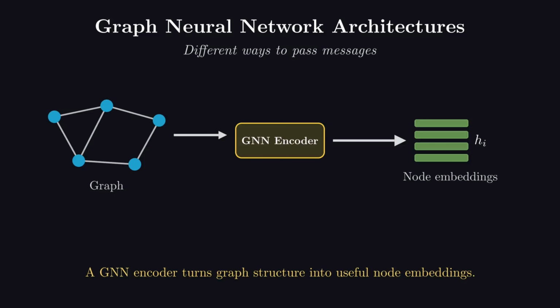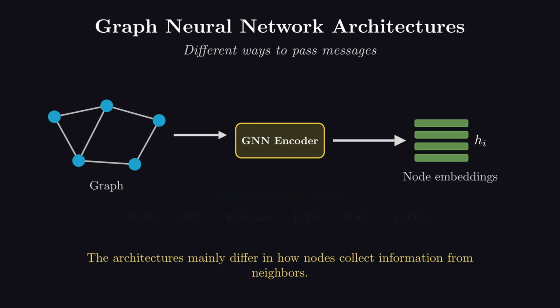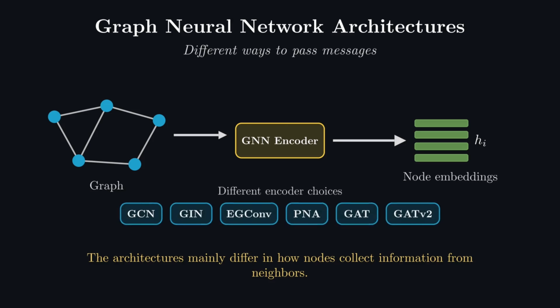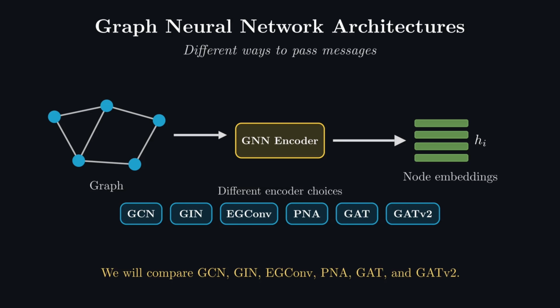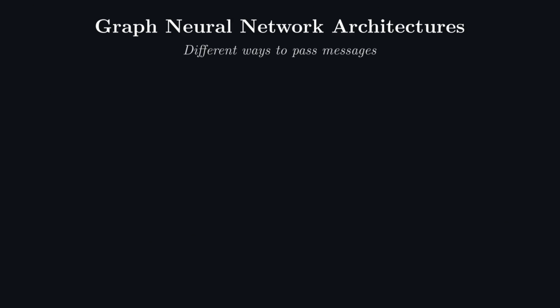In other words, each architecture defines a different rule for how a node collects, combines, and transforms information from its neighbors. Here, we will look at 6 common choices: graph convolutional network, graph isomorphism network, efficient graph convolution, principal neighborhood aggregation, graph attention network, and graph attention network version 2. The goal is not only to memorize their names, but to understand how each architecture preserves and passes the information.